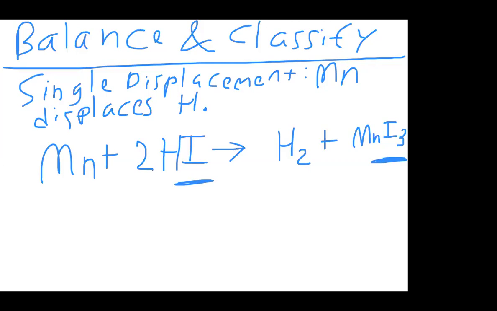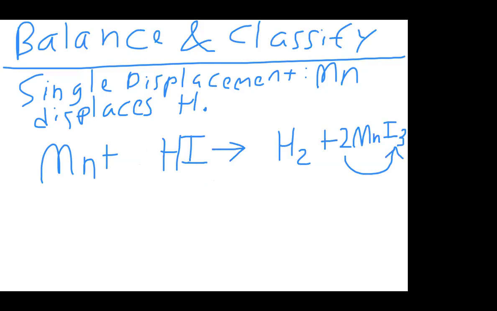So then, Lillian, what's the least common multiple between 2 and 3? 6. Good. So what do we need to do on the right side to get to 6 iodines? Multiply by 2. Okay. So we've got to put a 2 in front of manganese 3 iodide. Okay. So look, 2 times 3, that gives us 6, right? So then how do we make sure that we have 6 iodines on the left side?